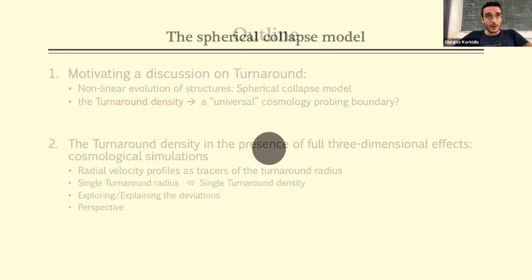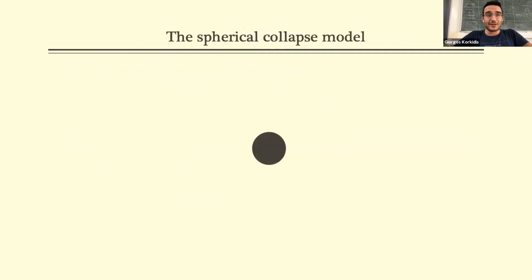And then hopefully we will discuss some of the perspectives. So I've tried to keep it very simple. What are the basic premises? What does the spherical collapse model tell us? The spherical collapse model tries to explain the nonlinear formation of structures.